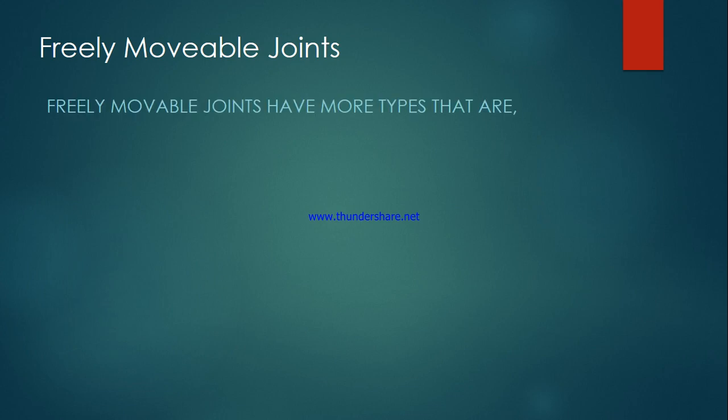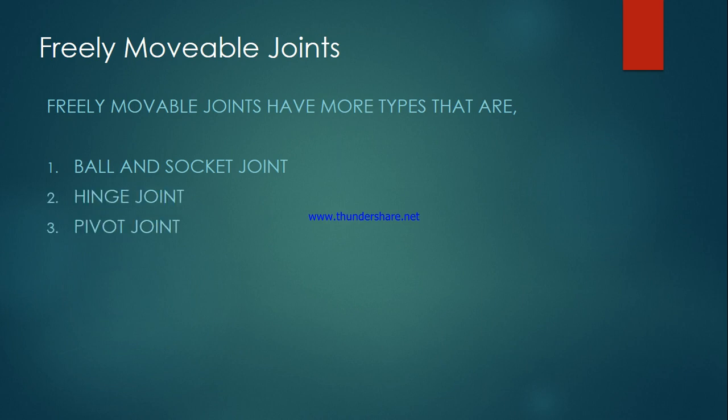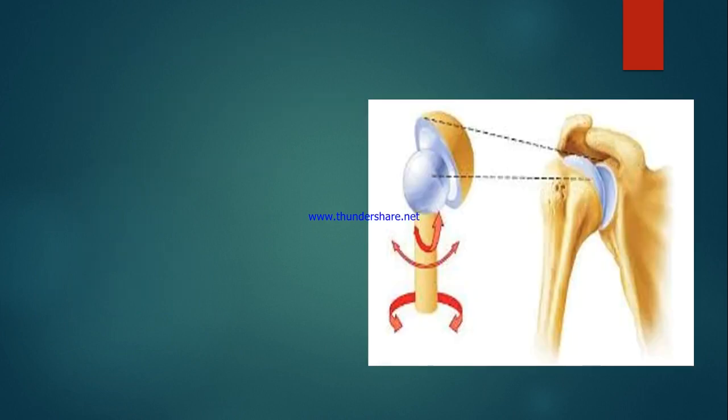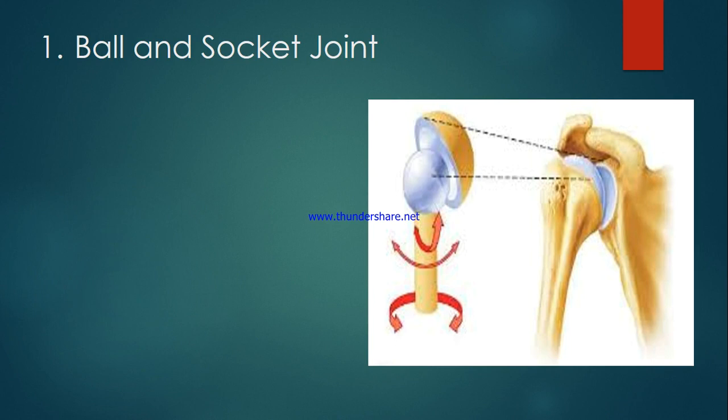Freely movable joints. Freely movable joints have more types that are: number 1, ball and socket joint, 2, hinge joint, 3, pivot joint, 4, gliding joint, and 5th, sliding joint. Now we will discuss all of the parts of freely movable joints in detail. So the first part which we will discuss in detail is number 1, ball and socket joint.